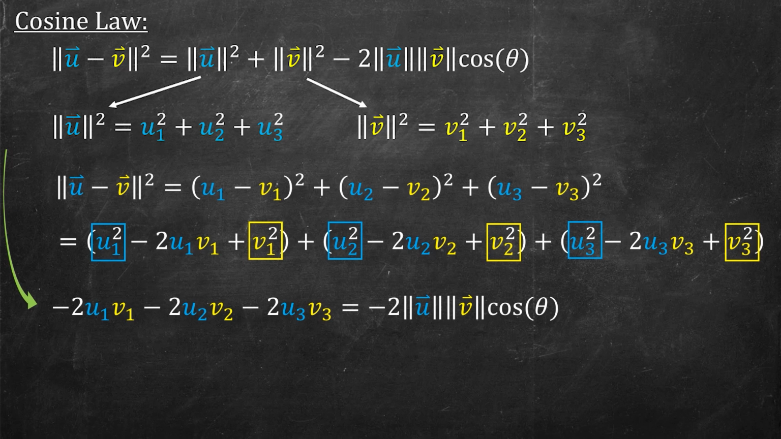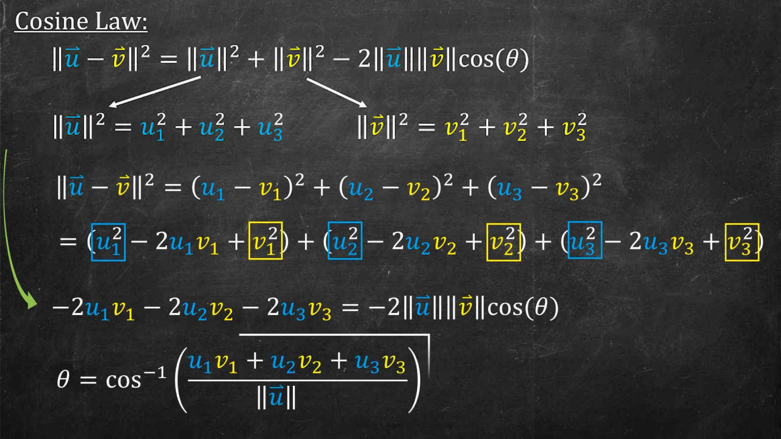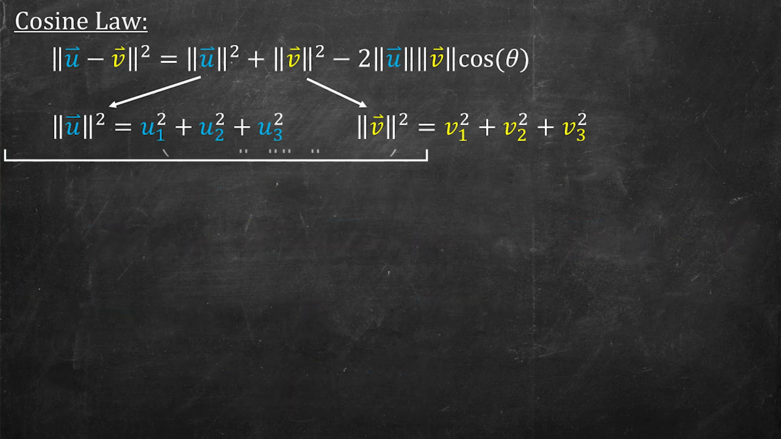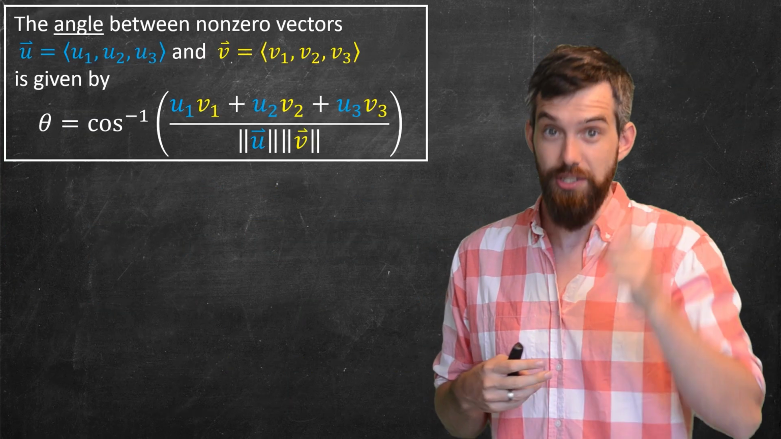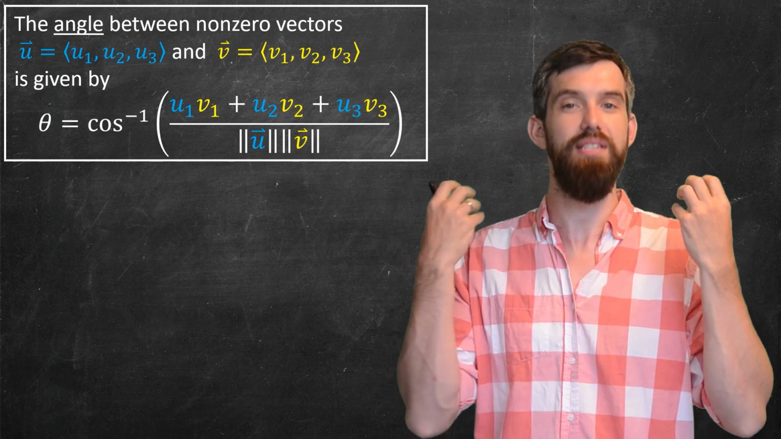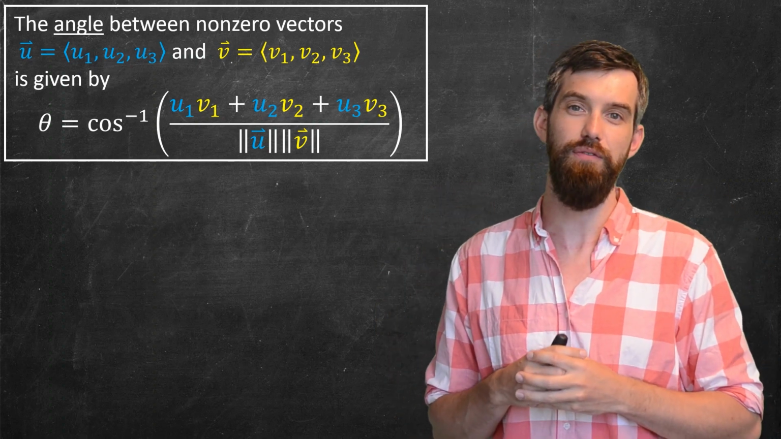That's all that remains. Cancel out the minus 2's, and you can go and solve for theta now and say theta is arc cosine of some messy numerator divided by the length of u times the length of v. In fact, this formula is going to be our answer for the angle between two vectors. So let's just state that. The angle between two non-zero vectors can be given by this expression: theta is arc cosine of some numerator divided by the length of u, the length of v.